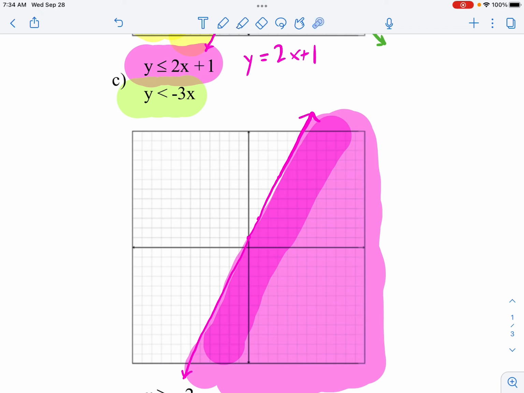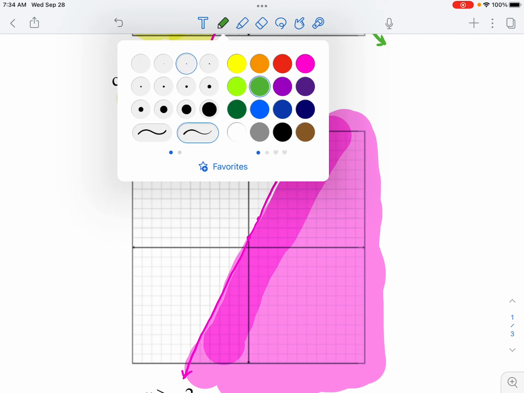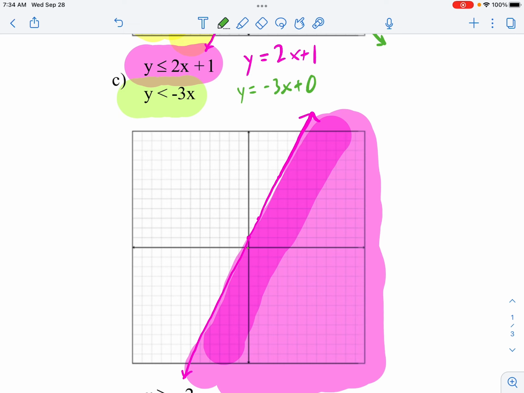So now let's look at this green inequality, right? This is the same thing as graphing y equals negative 3x, and then I guess you could throw in a plus 0 because your y-intercept is going to be 0, right? But remember, since it's just a less than symbol, not underlined, we have to do a dashed green line, okay? So the y-intercept is at the origin, 0, 0, and then my slope is negative 3. So that's down 3, over 1. There we go.